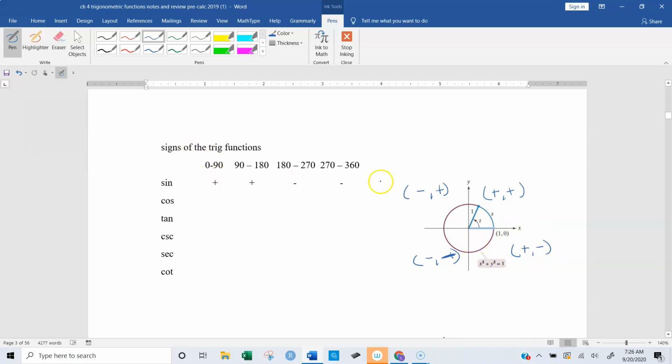Now, that tells you what the sine, cosine, and tangent are in those functions. We know sine is based off of y, so I look at y. Y is positive in the first quadrant. This is the second, 90 to 180, so I look at y again, and y is positive. Now 180 to 270, that's my third quadrant, and y is negative. Then 270 to 360 is the fourth quadrant, and it's negative. So quadrant 1, 2, 3, 4. All right, pause and fill in your signs.